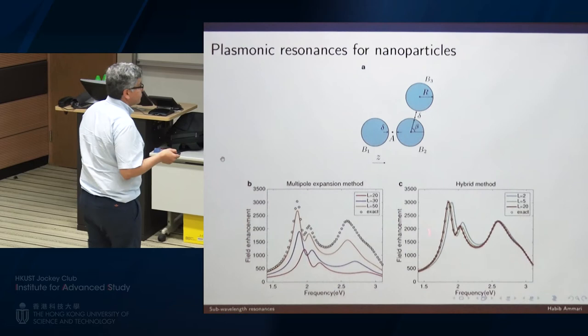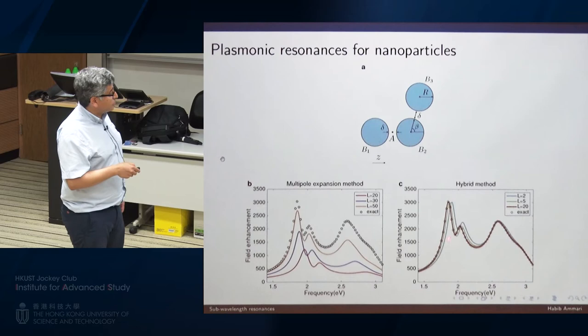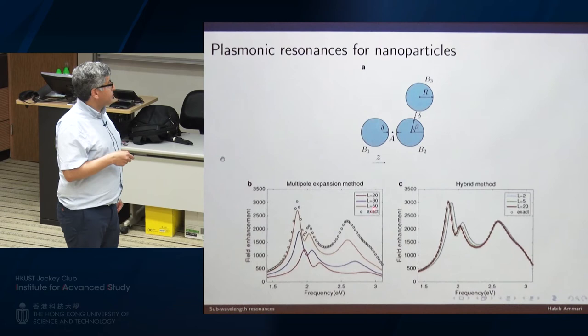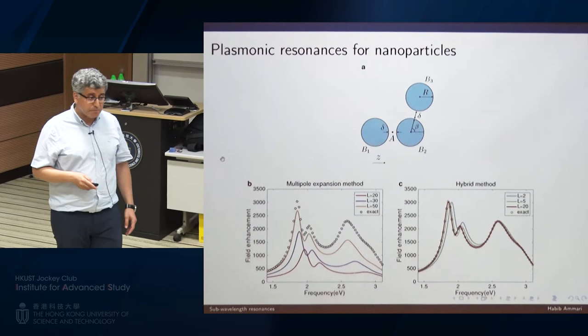You need only two harmonics in order to get a very accurate solution. If you use only the multipole expansion method, where you expand the densities in terms of spherical harmonics, then in order to achieve something comparable, you need more than L equal to 100 harmonics or something. It's huge, okay?